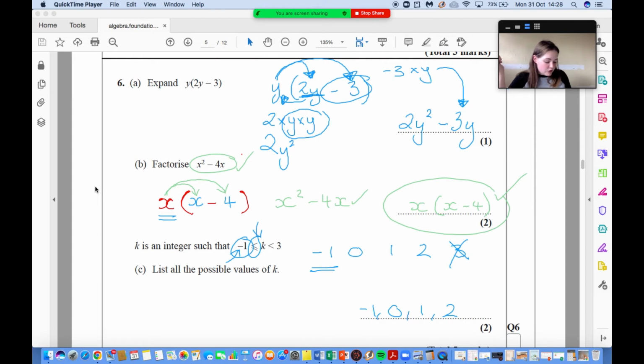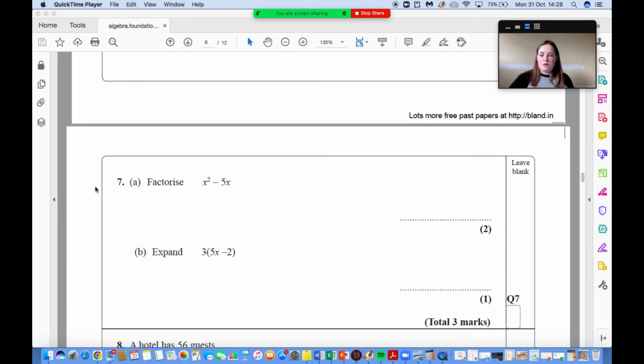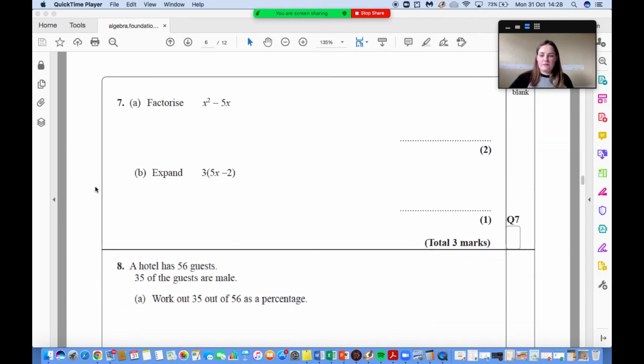So again, if you're not sure on those symbols, you need to go and look at the video on those. It's called Inequalities, and you'll be able to get quite a few questions like this for further practice. Okay, so question 7, another factorisation question, and another expansion question. So have a go at those.